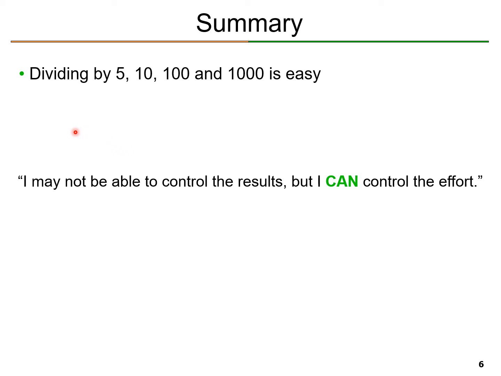In summary, dividing by 5, 10, 100, and 1,000 is easy. Now let me leave you with a quote. Now, I didn't check to see if anybody else had already said this. I'm not trying to claim this as my own if it already exists. I was just too lazy to do an extensive search to see if I could find it. I may not be able to control the results, but I can control the effort. So give it your best shot every time and let the results take care of itself.